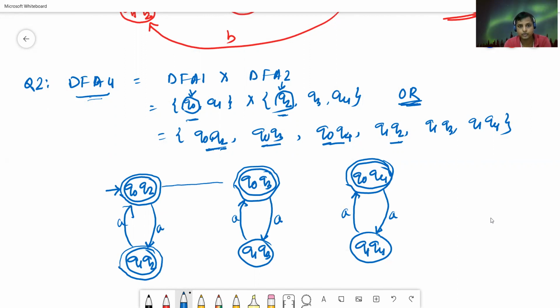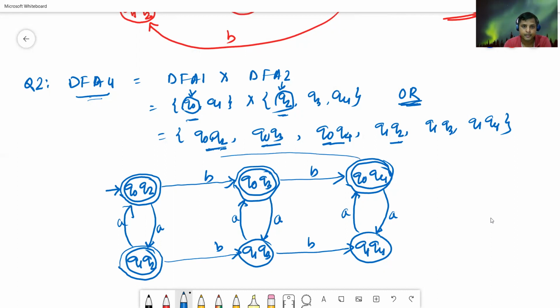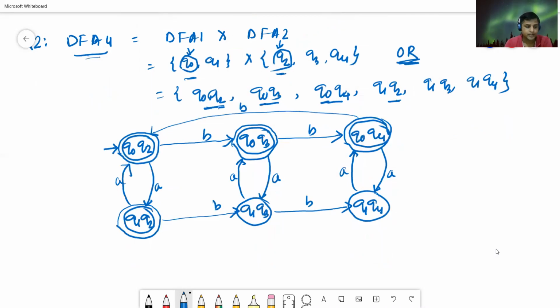So Q0, Q2 read B, goes to Q0, Q3. Q0, Q3 read B, goes to Q0, Q4. Q1, Q2 read B, goes to Q1, Q3. Q1, Q3 read B, goes to Q1, Q4. Q0, Q4 read B, goes to Q0, Q2. Q1, Q4 read B, goes to Q1, Q2. This is the difference between the AND and OR case.